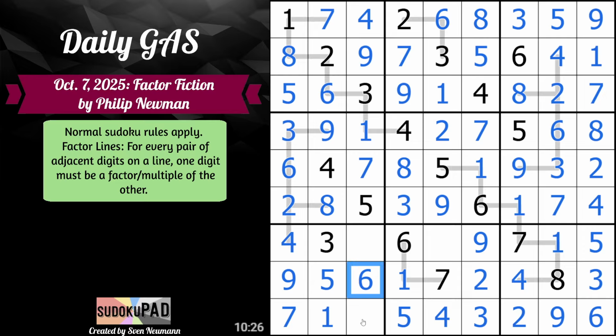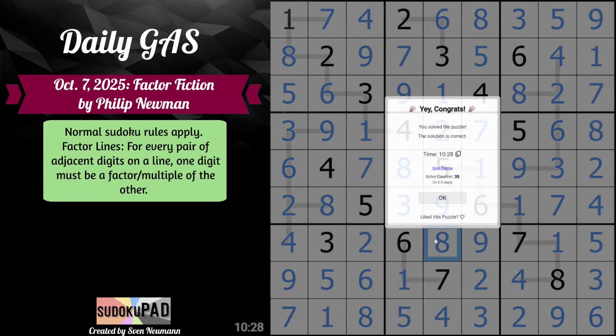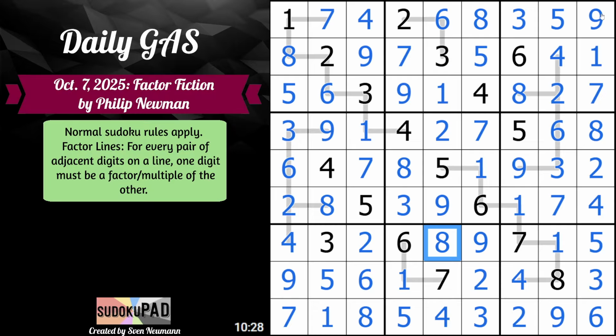6 gives us 6, 8, 2, and 8, and we are done in 10 minutes and 28 seconds with Factor Fiction by Philip Newman.